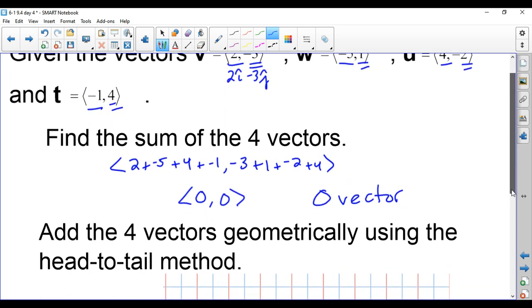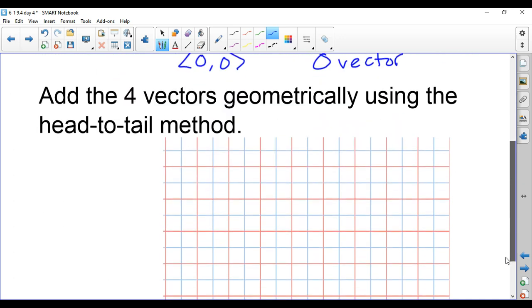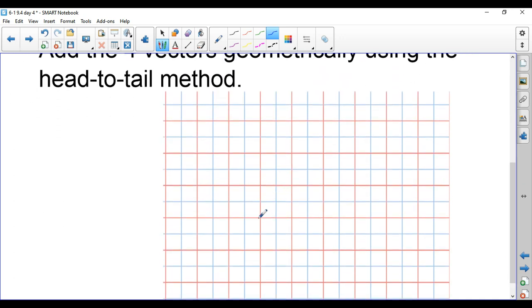I'm going to take these same 4 vectors and add them geometrically. So I'm going to pick somewhere to start. And then the first vector, v, was 2, -3. So I go right 2 and down 3. So there's v. Then I'm going to add head to tail. From the end of that vector, the vector w was -5, 1. 5 to the left and up 1. I'm going to go here.